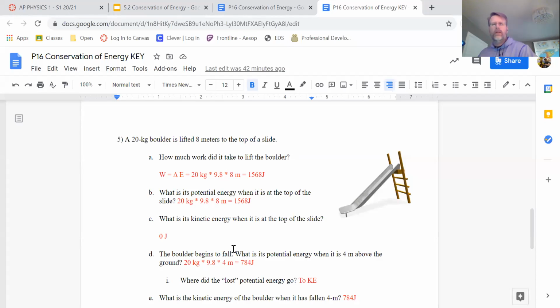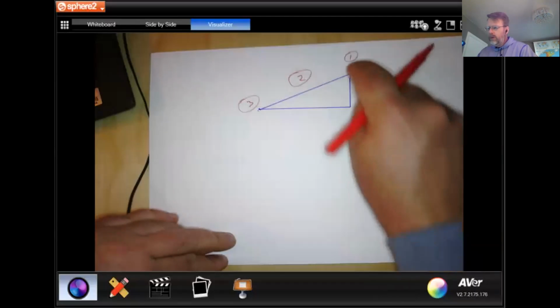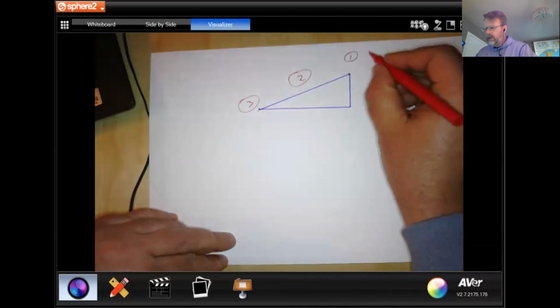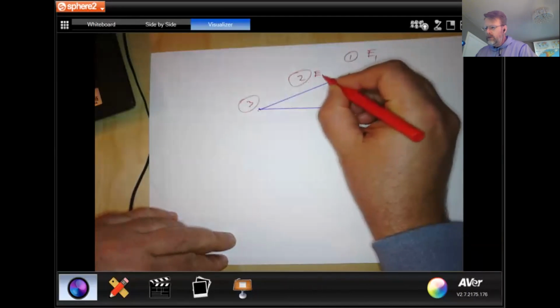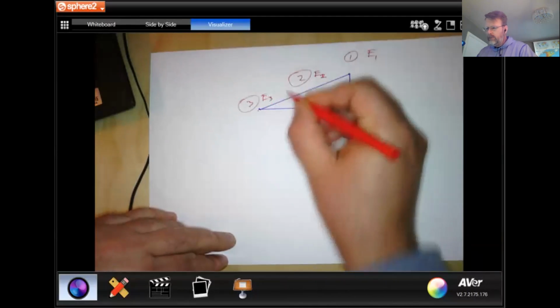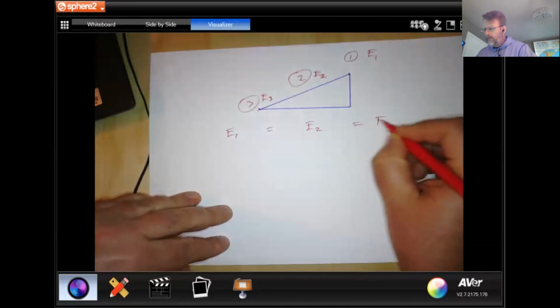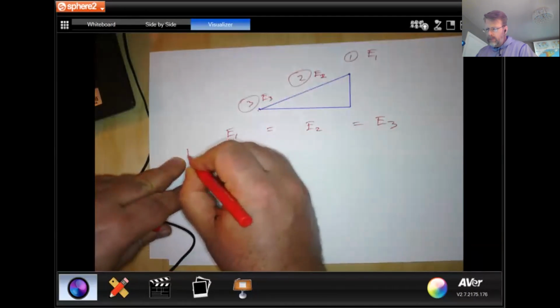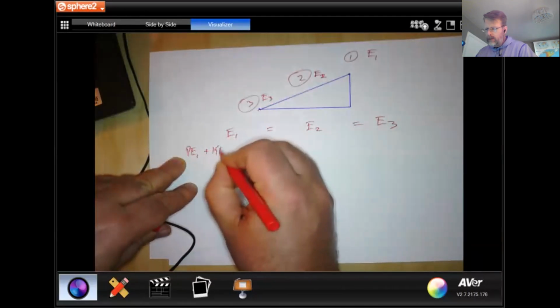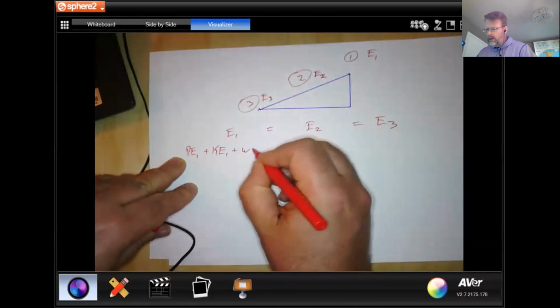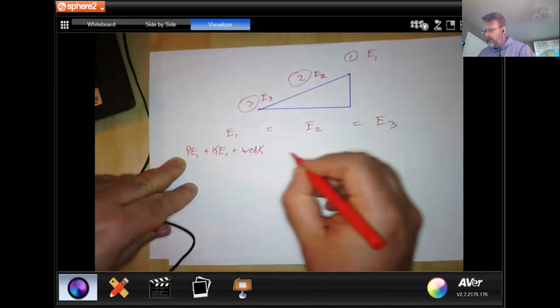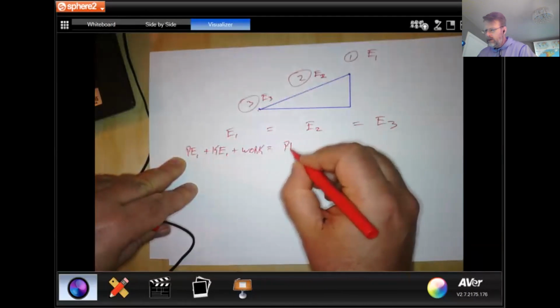Okay, so if we're looking at the questions for the in-class work, we can use that as a model to go over other examples that we'll build on later. So if we are looking at different points along this slide, we can say the energy here has to equal the energy here, has to equal the energy here. So that means my potential energy plus my kinetic energy plus whatever work I put into it, plus anything else we can keep adding to this, has to equal the same thing here.